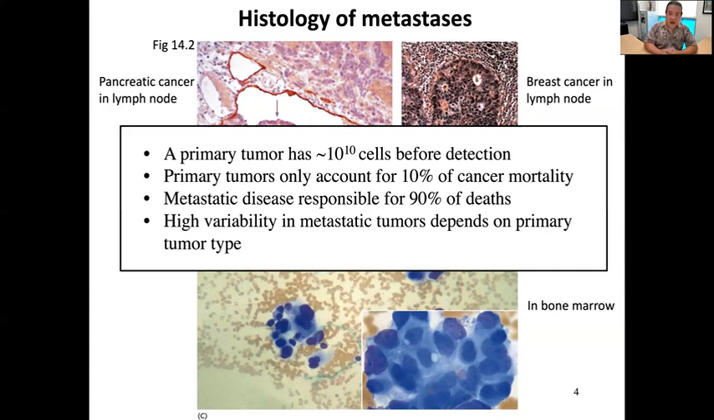The important thing is primary tumors only account for about 10% of cancer mortality. The vast majority of mortality associated with cancer comes from metastatic disease. That is, after the cancer has spread from the original tumor and is now causing these secondary distant lesions in the body. So that's really what comprises 90% of cancer deaths, right, is metastatic disease. And there's high variability in metastatic tumors, depending again on the primary tumor type.